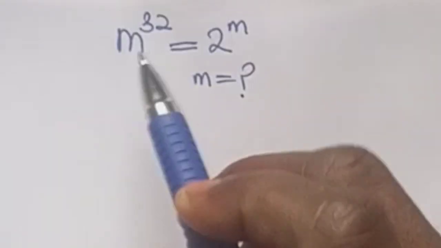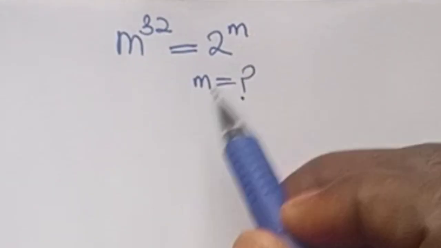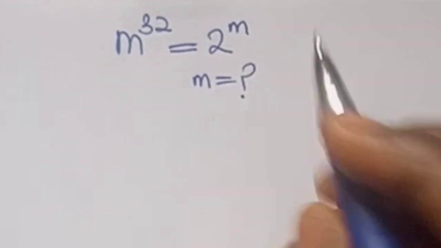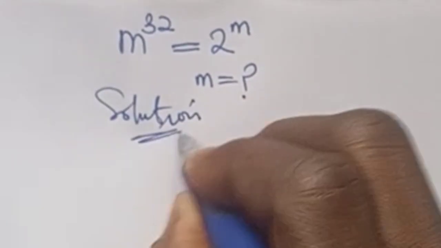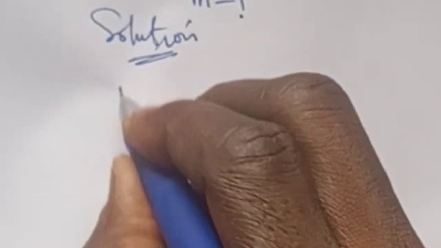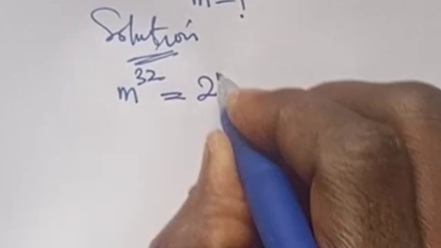Hello everyone, today we have m to the power of 32 equals 2 to the power of m, and m is the unknown. We're going to solve it together. Let's say solution. Our equation: m to the power of 32 equals 2 to the power of m.